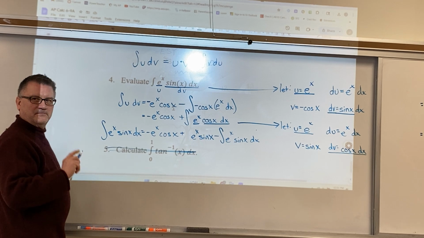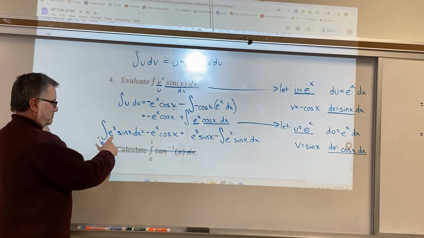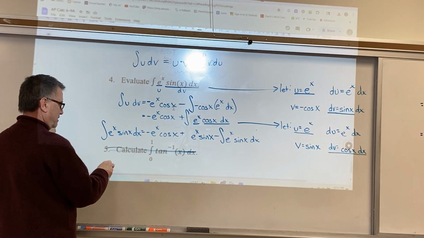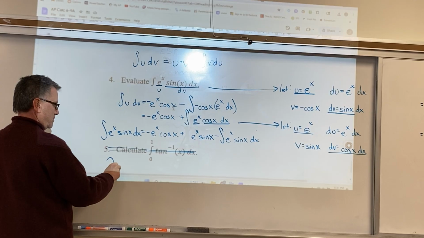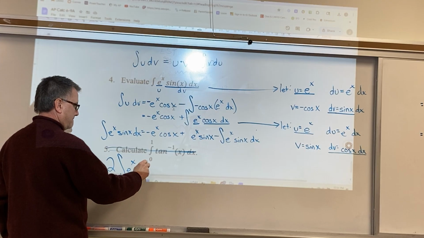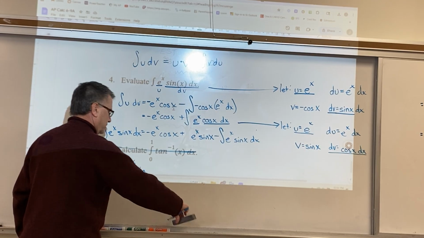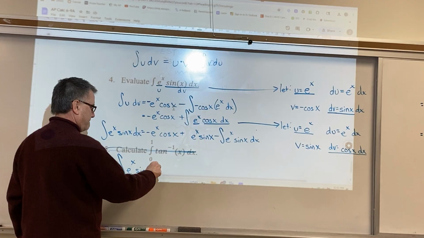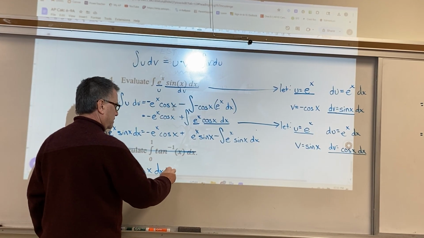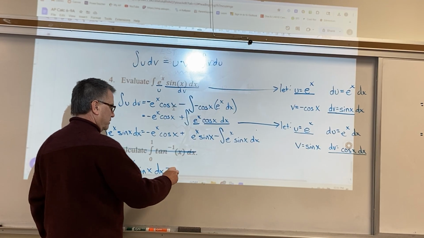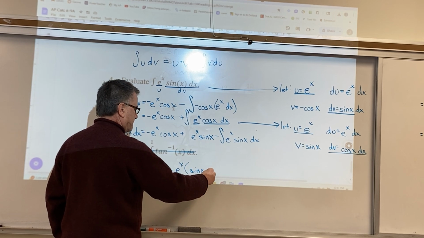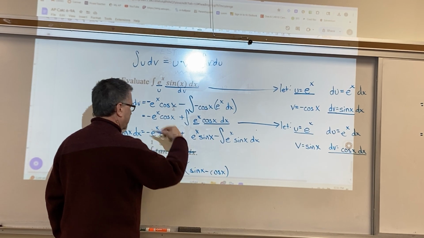Watch this. I'm going to add this over because they're like terms. Sine 2x, sine of x dx. So I'm going to move that over here, give me that, and that's going to equal... if you want to, you could just factor, you don't have to do that.